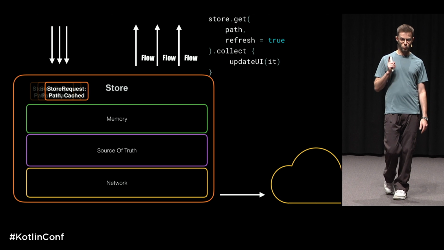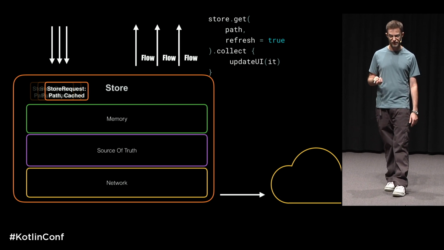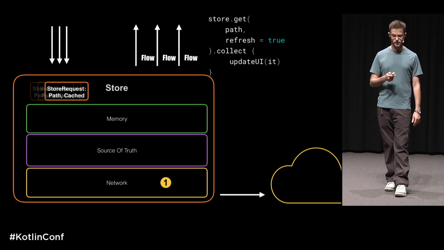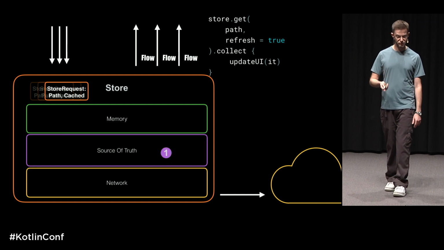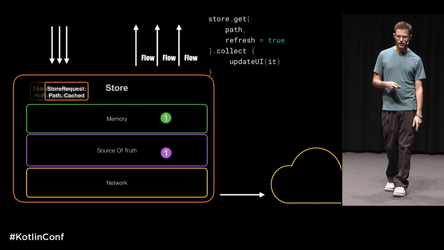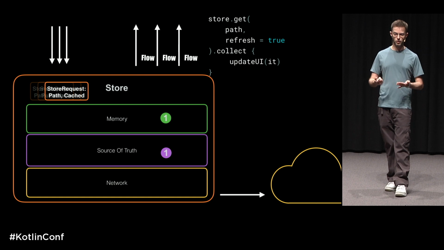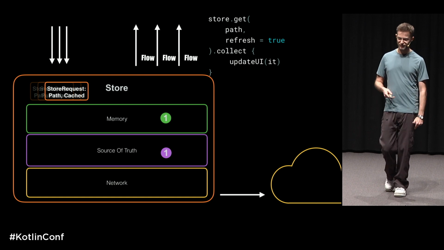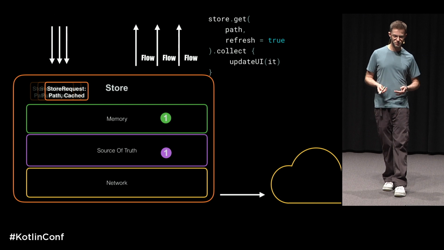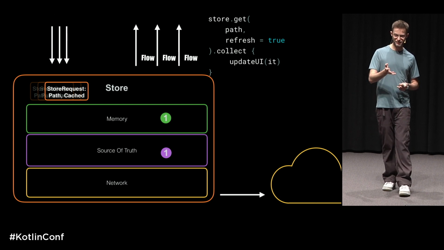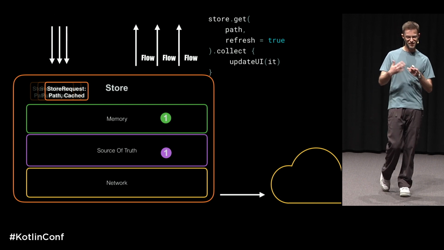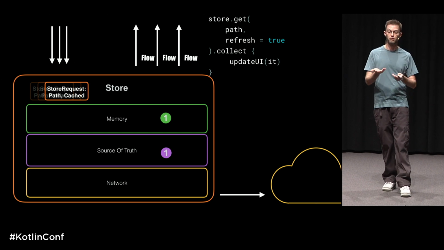Similarly, we'll only make one request to our backend, get one response, save it to our source of truth, save it to our memory, and then multicast it to any flows that wanted that data. And I absolutely love this because I write a lot of bad code, and this makes my bad code not so bad because it'll still get throttled within the store.